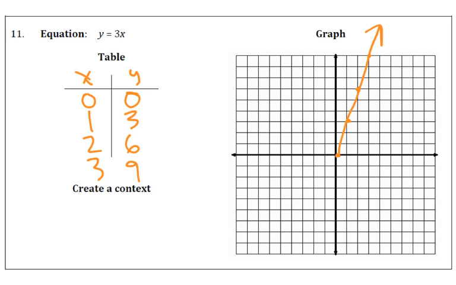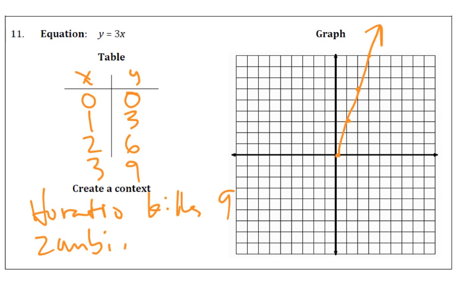Crazy context. Horatio kills 9 zombies every day. And I know you can't read my handwriting, that's what I have to listen to.